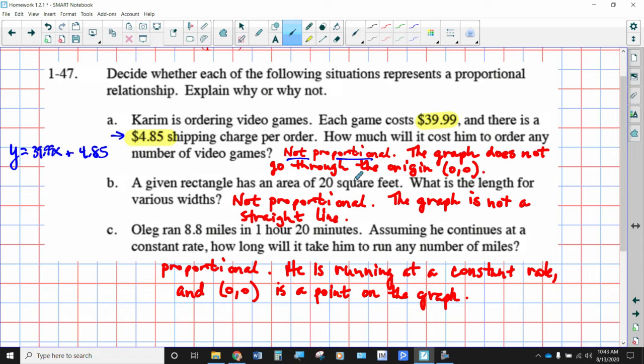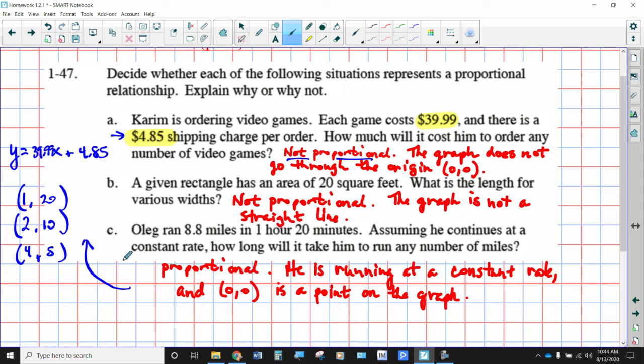A given rectangle has an area of 20 square feet. What is the length? Well, this is non-proportional because it's not a straight line situation. So you could have one point at 1, 20, you could have another one at 2, 10, and then another one at 4, 5. And if you plotted those points, they absolutely would not form a straight line. I believe the graph looks something like that.